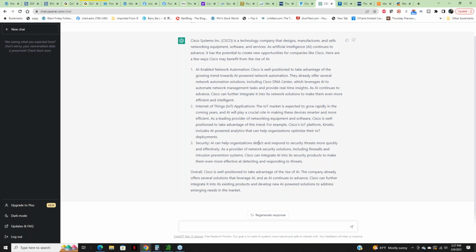Security: AI can help organizations detect and monitor threats more effectively. Cisco is a provider of network security solutions, firewalls. Cisco can integrate AI. And there's going to be, you know, wars, robot hackers versus robot defenders and things like that. Cisco is well positioned to take advantage of the rise of AI. The company already offers solutions, and Cisco can further integrate it.